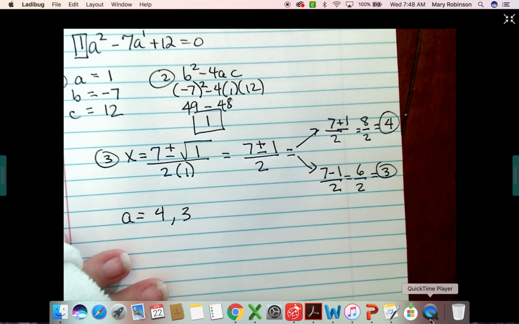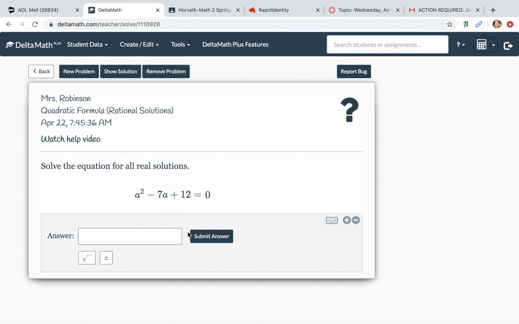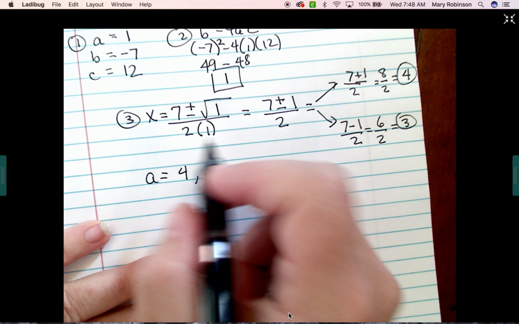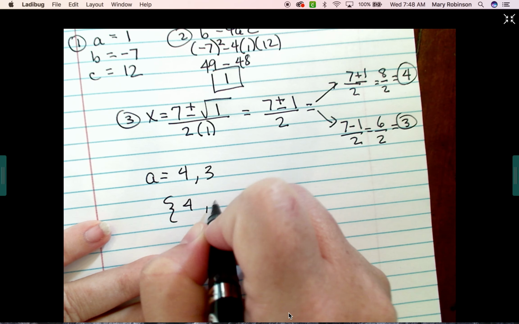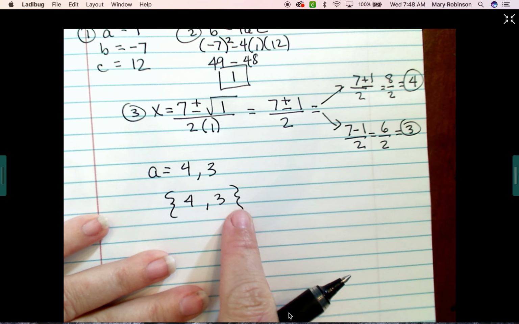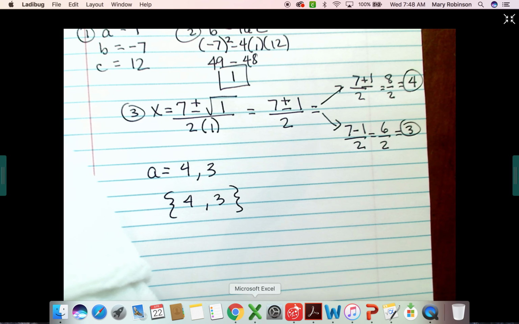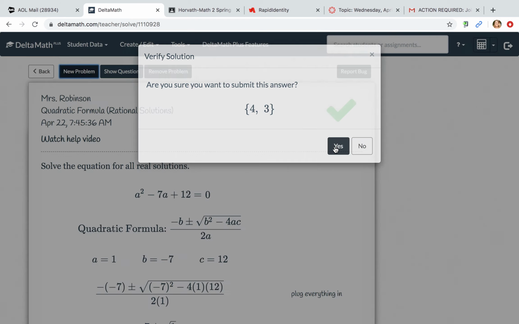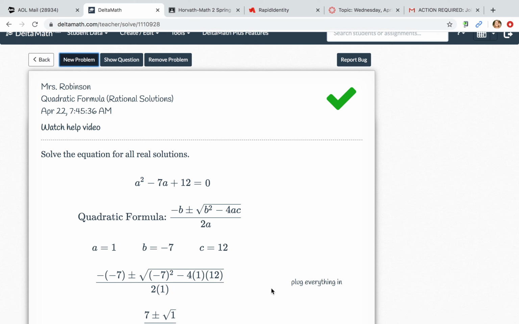So I'm going to go back to Delta Math and type in 4, comma, and this will pop up. So what this means is these are braces. Sometimes with formal math notation, instead of A equals 4 and 3, you'll see solutions written in braces like this. Now this is not an ordered pair. It's just brace notation for a solution. So I'm going to go back here and type in 4 and 3, hit submit, yes, and I got it right. And of course it's going to show you afterwards.